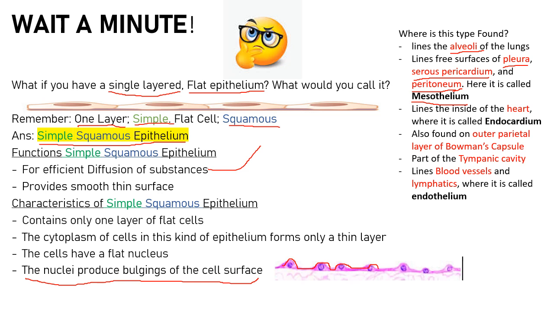Okay, then it also lines inside the heart, and since it is inside the heart, it is called endocardium. Then it is also found on the outer parietal layer of the Bowman's capsule and part of the tympanic cavity in the ear, and lines the blood vessels, like I mentioned, and lymphatics here. So because of this, it is called endothelium whenever it lines the blood vessels and lymphatics. That being said, we proceed.